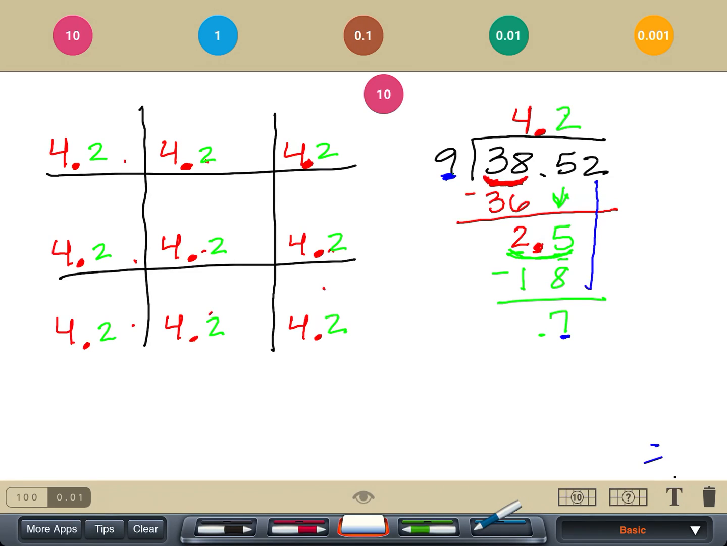Now we're going to come down here and bring down our hundredths. We have 7 tenths and 2 hundredths, but we're going to think of this as 72 hundredths. And in your head, you should be thinking, ooh, I know a fact that has to deal with 9 and 72, because a number bond that I know is 9 times 8 is 72. That means that if I have 72 hundredths dividing into 9 groups, I can put 8 in each group. So that's what I'm going to do.